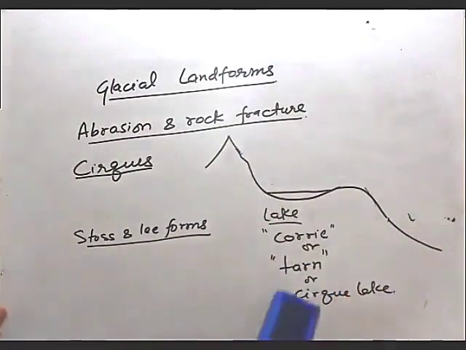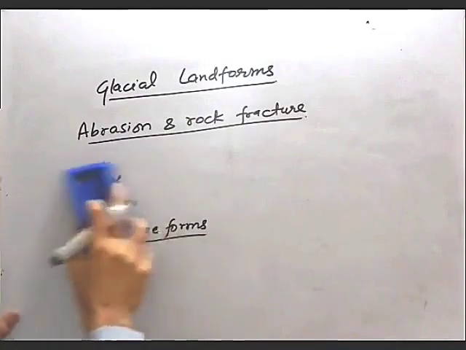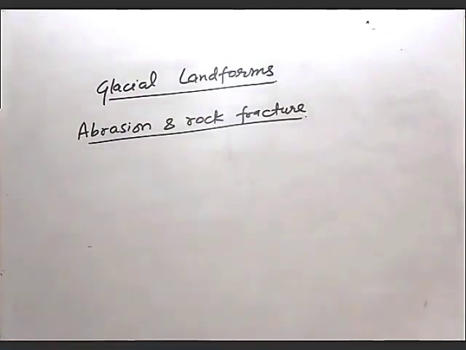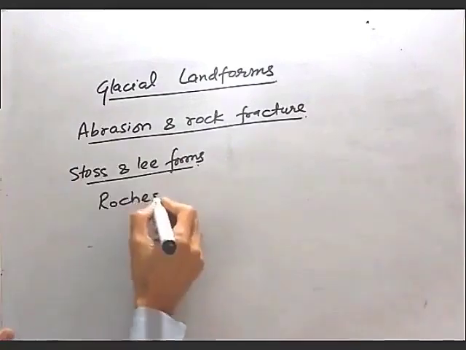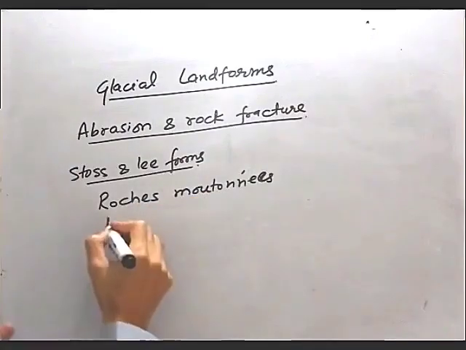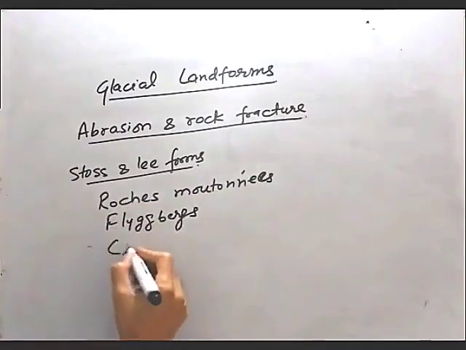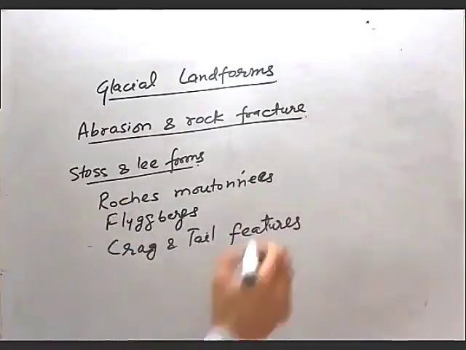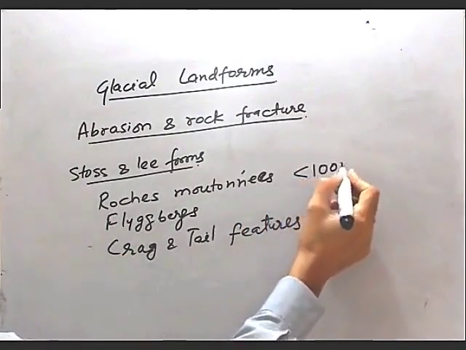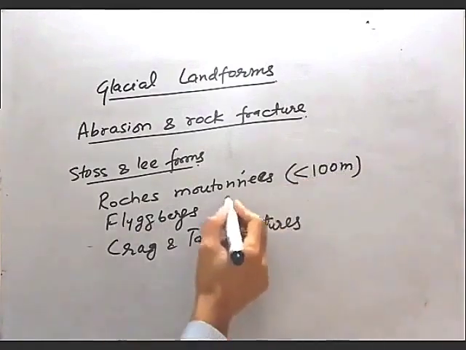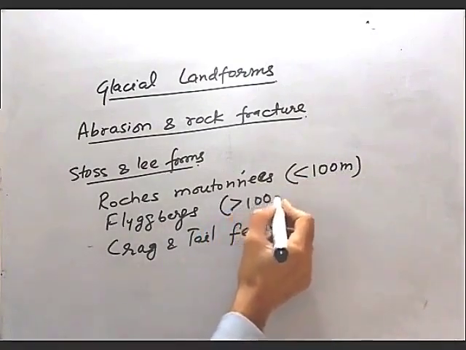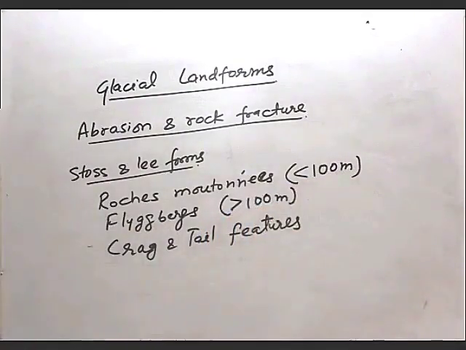There are many names in different parts of the world. Now let us come to stoss and lee forms. These include roches moutonnées, flyggbergs, and crag and tail features. Roches moutonnées are less than 100 meters in dimension. Flyggbergs are greater than 100 meters in dimensions.